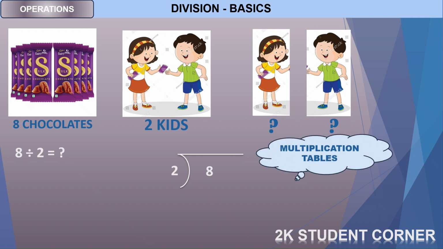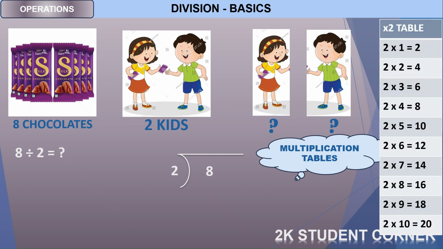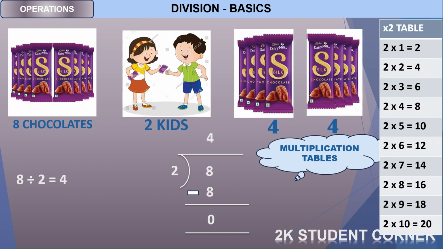To perform this division, we should know the 2 times table. Check where 8 comes in the 2 times table. Yes. 2 times 4 is equal to 8. Now place the 4 on top. Place the number 8 below the dividend. Now perform the subtraction. The remainder is 0. Means, after sharing, there are no chocolates left over. 4 is the quotient, which is the result. So, each kid gets 4 chocolates.